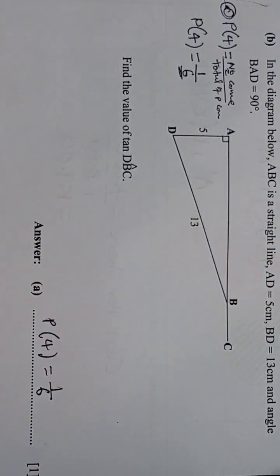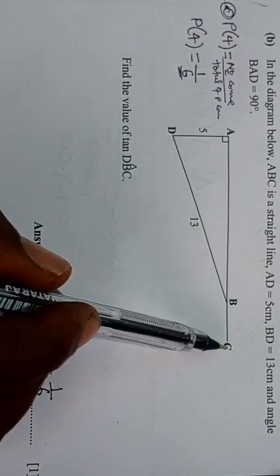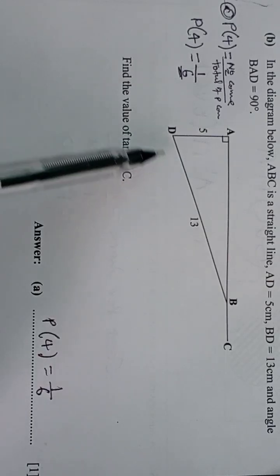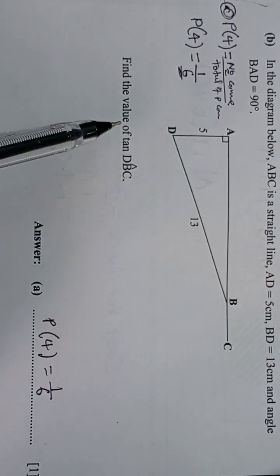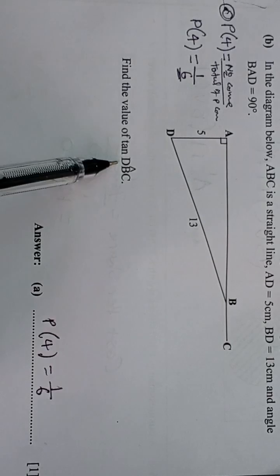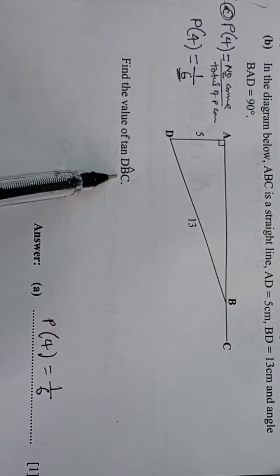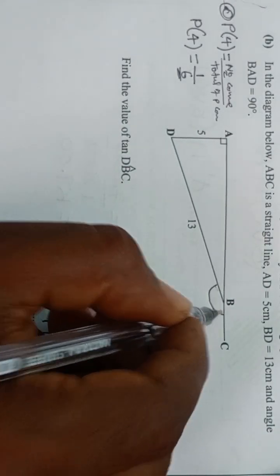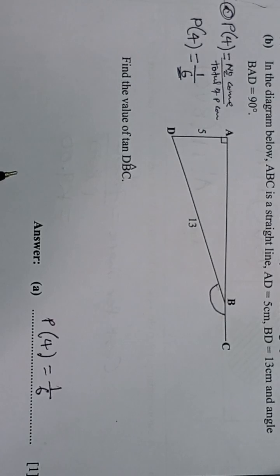In the diagram below, ABC is a straight line. AD is 5, DB is 13, and angle BAD is 90 degrees. Find the value of tan DBC. DBC is the exterior angle.